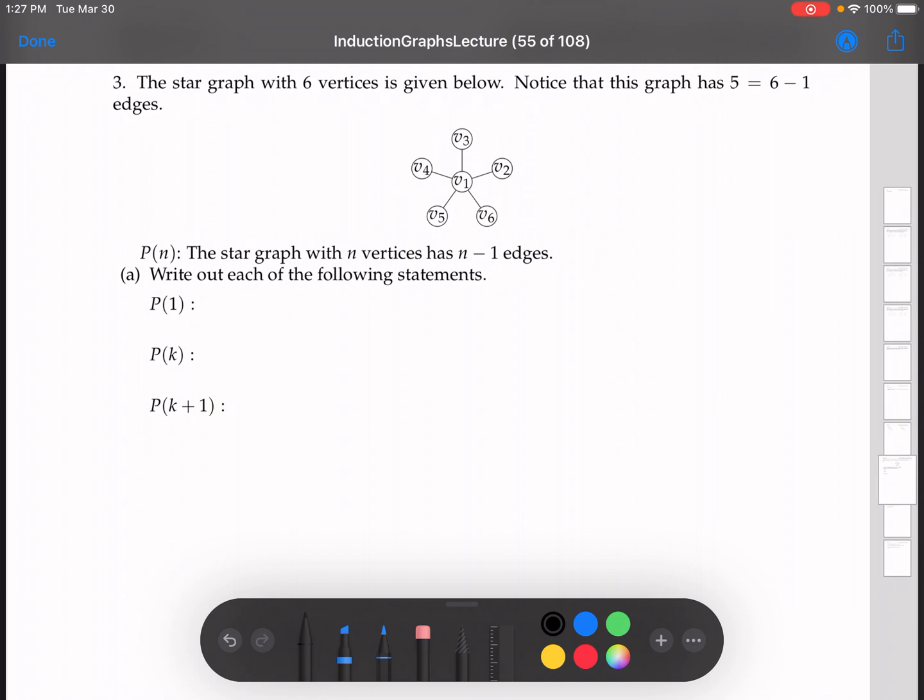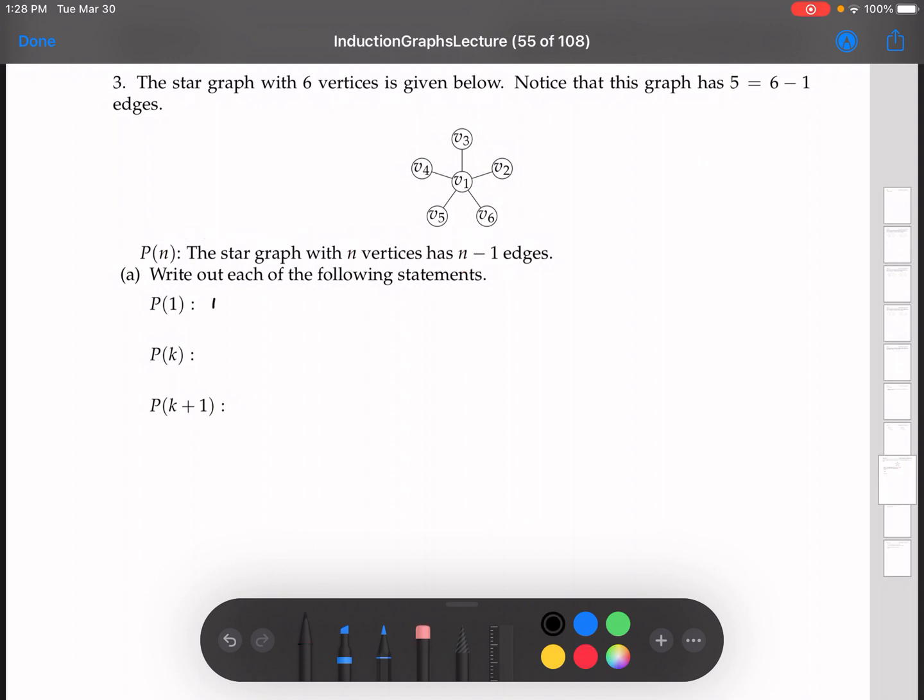Think of P of n here. P of n is like a function. You put a number in, and n is the placeholder. If you put a 1 in there, P of 1 is just replacing that n with a 1. So it's literally just put a 1 there, a 1 there, and a 1 there. And that's it. So let me show you how to do that.